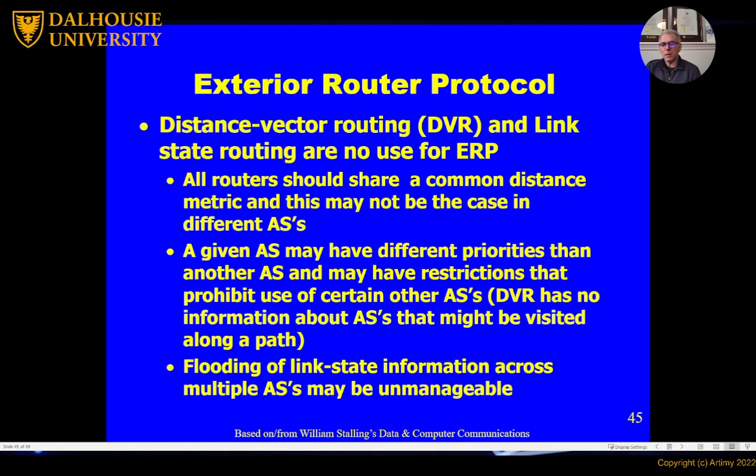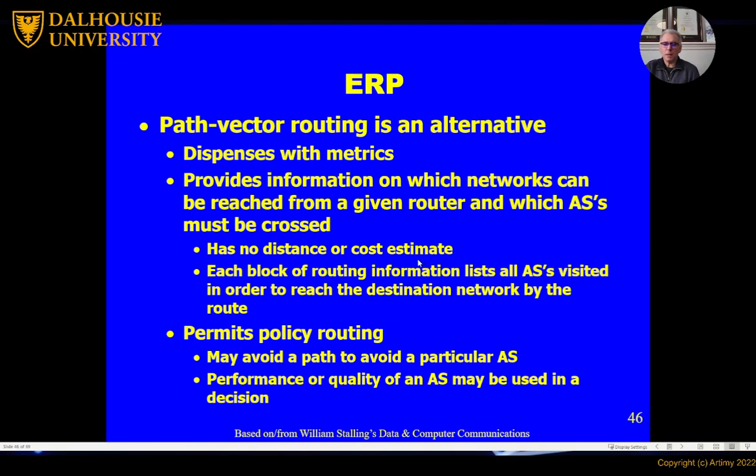Distance vector also may not be good, because that means the time to propagate the information takes a long time. And also, this means that all routers have to agree on a certain metric. So even if I use distance vector, all the routers in the world have to agree on using the hop count as the metric, or using the queue delay as a metric. Also not possible. So the strategy that exterior routing protocols use is something called path vector routing.